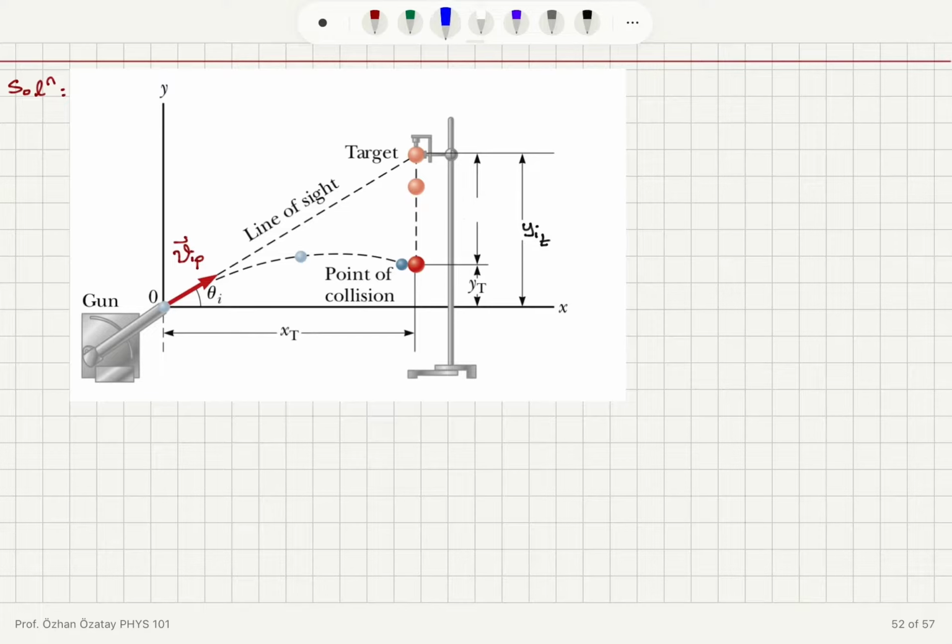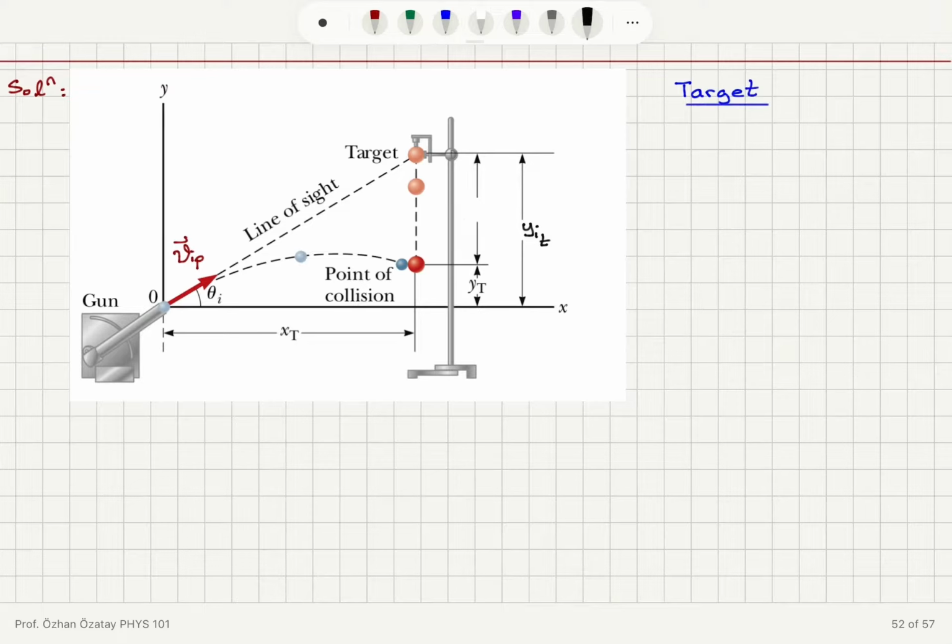So we have to analyze this problem from two different motions, because we have the motion of the target and we have the motion of the projectile. We have to analyze both of them at the same time and determine if, when I reach the time of flight, they're going to coincide on the y-axis. So that is the idea. So let's start with analyzing the motion of the target.